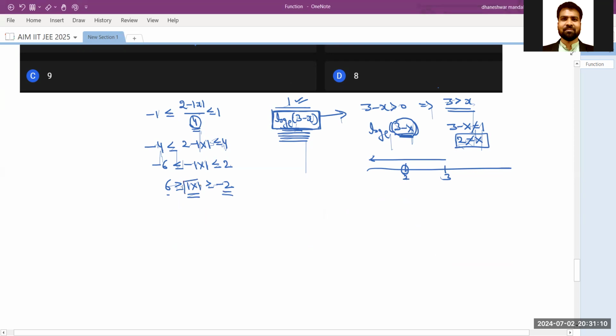See, this is a positive number, so this condition is always obvious because a positive number is always greater than a negative number. So I have to consider only one condition, this modulus of x is less than 6. From here, if you know a little bit about modulus, then you will know this solution: x lies between -6 to 6. So from here, one solution is there, and from here, another solution is here.